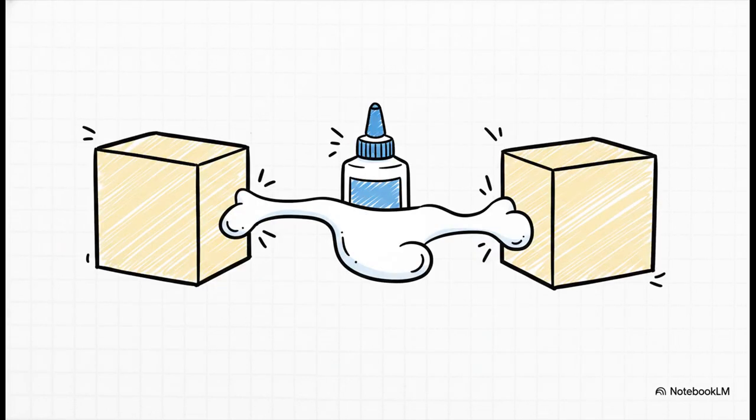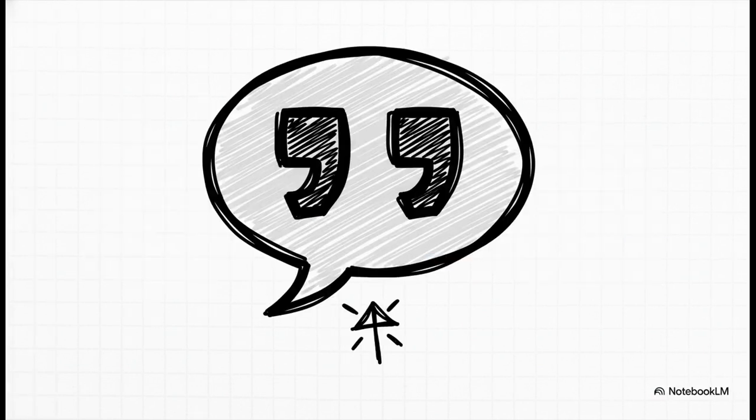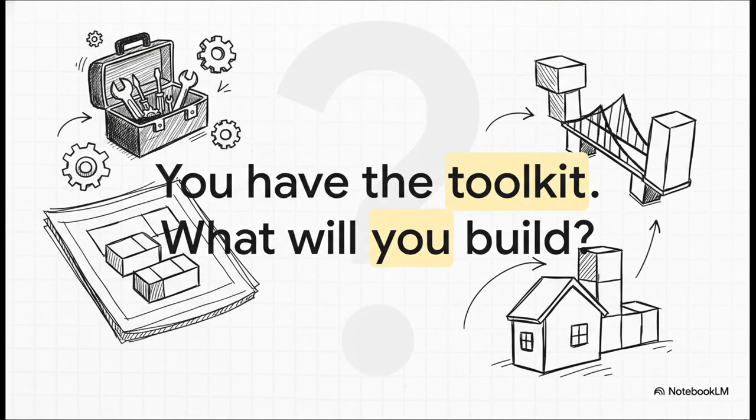Third, spot the glue. Any word that joins two ideas. Words like and, but, so, because, that's a conjunction. It's the bridge connecting parts of your sentence. And finally, always check who's in charge. If the subject of the sentence is the one actually doing the action, you're in the clear, direct, and powerful active voice.